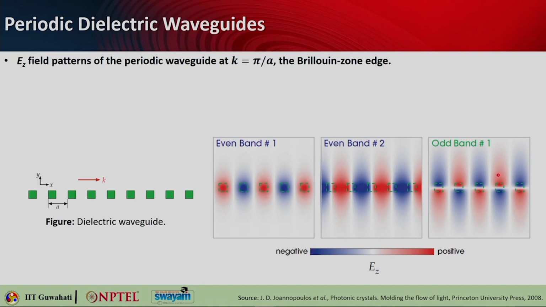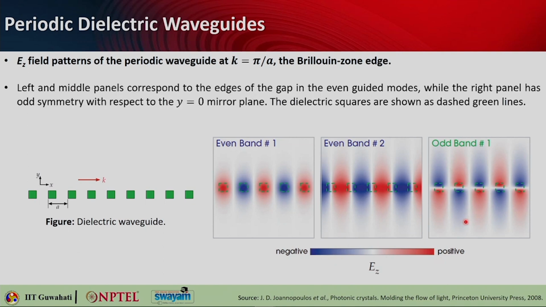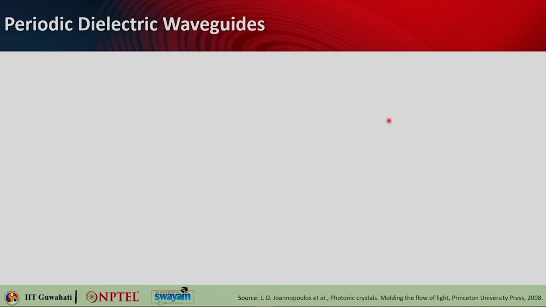How about the odd mode? If you take a y equals 0 line here, you will see that this part and this part are basically inverse. One is positive, one is negative and so on. The red one shows positive, the blue one shows negative. So they are antisymmetric, and you can call this an odd mode. This we have already discussed.